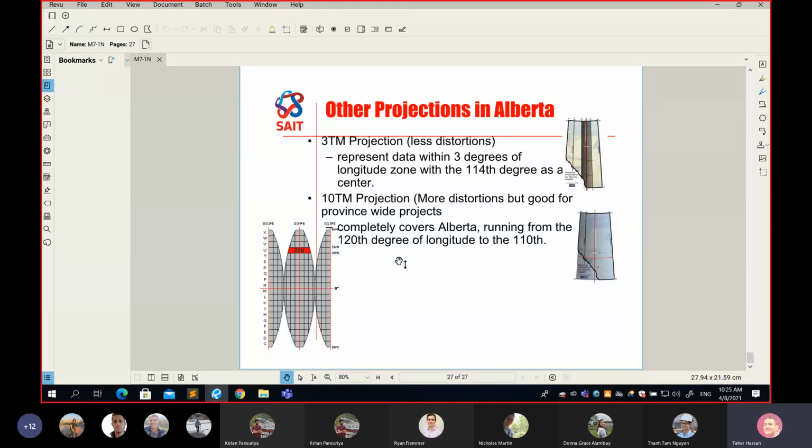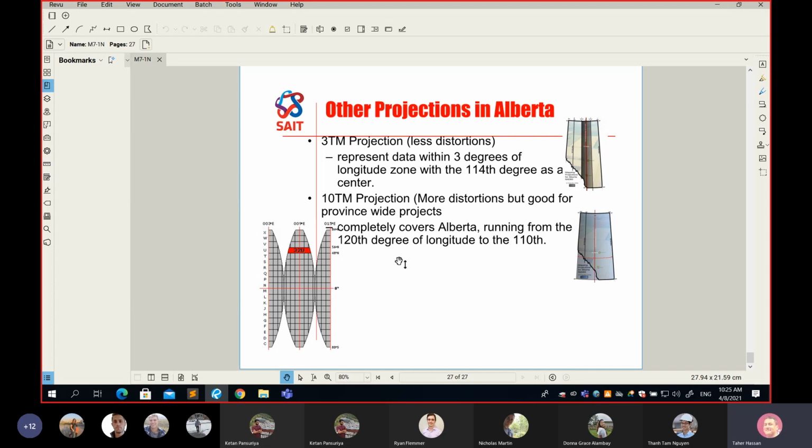Now, also people adopted another kind of UTM called 10TM. And I know this is not intuitive because some of you will say 10TM has more than the standard 6 degrees of UTM, and it means it has more distortion. Yes, I agree. It has more distortion, but it gives you the advantage of mapping the entire Alberta in one zone. Because if you go by UTM, Alberta will show in 2 zones, which is 11 and 12.